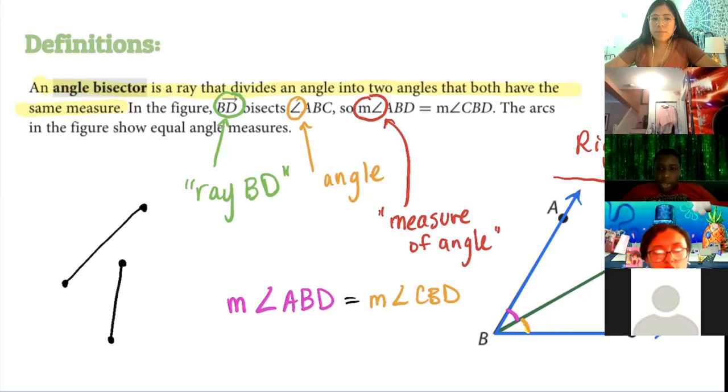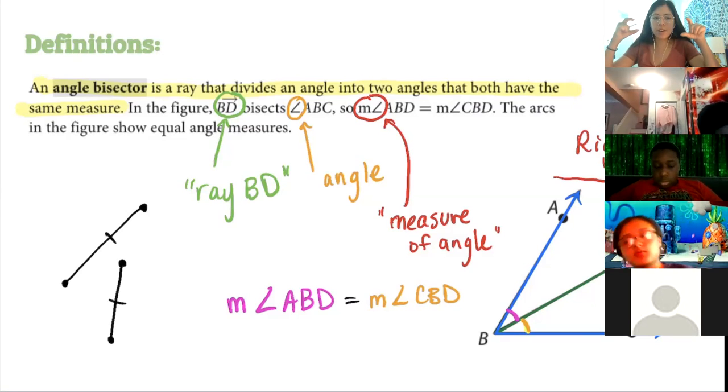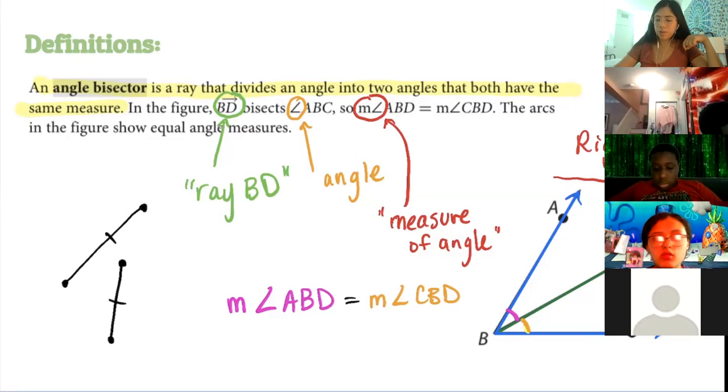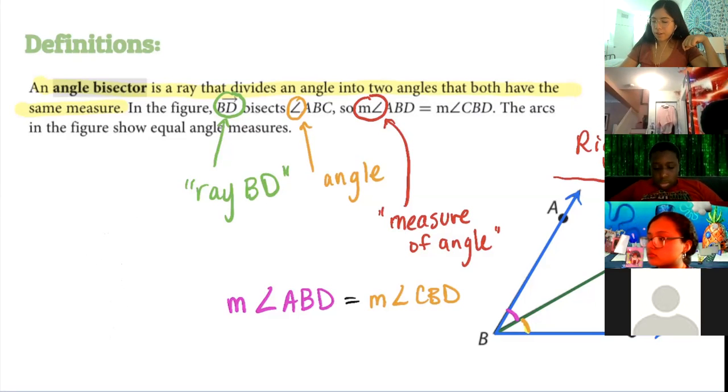A square. Wait. A dot? Not a dot. Is it those little lines? Yeah, little ticks. So if you see a little tick mark like that, it's showing you that those two lines are equal. On an angle, the little arc is what shows you that the two angles are equal. Okay, next slide.